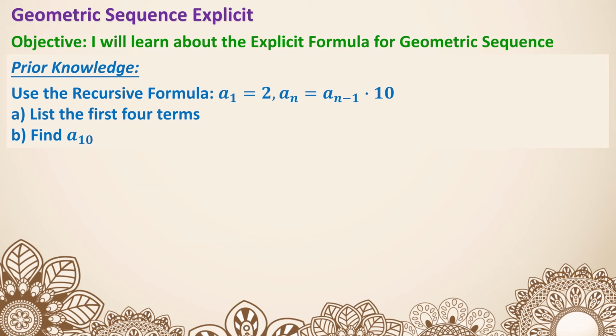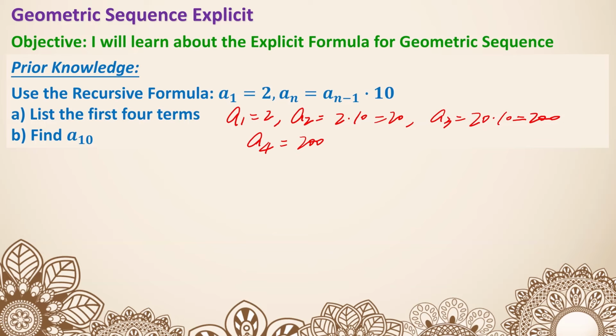A sub 1 is given as 2. A sub n is a sub n minus 1 times 10. And it's asking to find the first four terms and then a sub 10. So let's have a look. A sub 1 is given. And a sub 2 is just going to be a sub 1 times 10, which is going to be 20. Then a sub 3 is going to be a sub 2 times 10, so it's 20 times 10. And that is 200. A sub 4 is the previous one, which is 200 times 10, which is 2000.